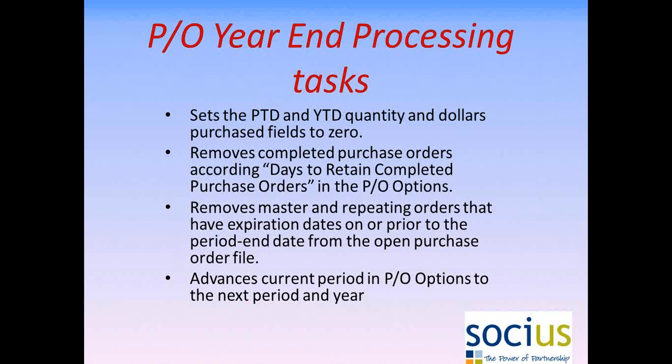The days to retain completed purchase orders is a setting in purchase order options, and you're allowed to set that up to 999 days. When you perform a period end or a year-end process, the system takes a look at the completed purchase orders and at the completed date on each purchase order. If it has been completed longer than my days to retain completed POs, then it removes that purchase order from purchase order entry. So that's a little explanation on that.